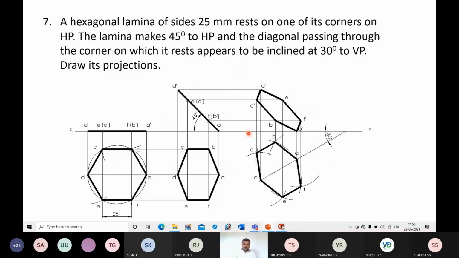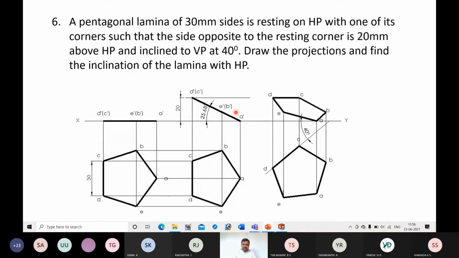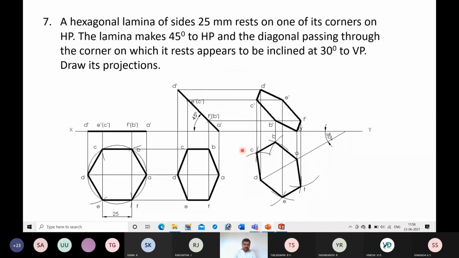The remaining thing you can do on this. Later I will share this solution as classwork. Follow this procedure and do it. Next, I will consider the next problem.